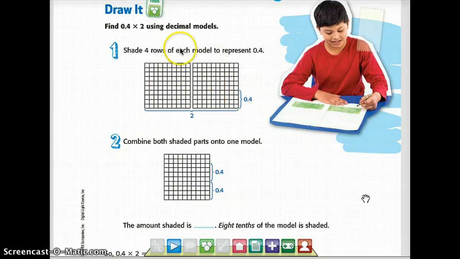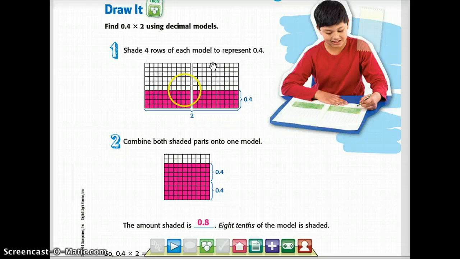So here's the 2 wholes, which is the whole number, and we have to multiply it by 4/10. So we're going to shade 4/10 on each. See how these are all 10 blocks? We are shading 4 rows, which is one 10 block each. Then we combine both the shaded parts onto one model, so that you can try to get to one whole if possible. You're just pushing them together.